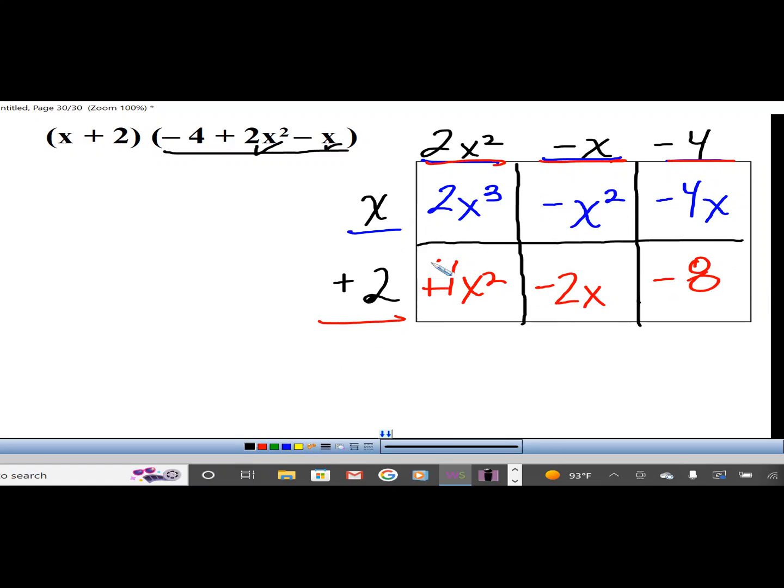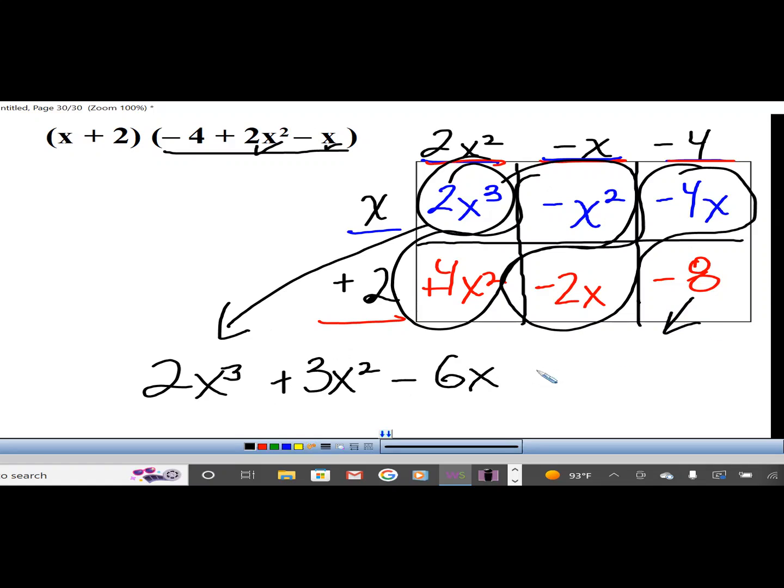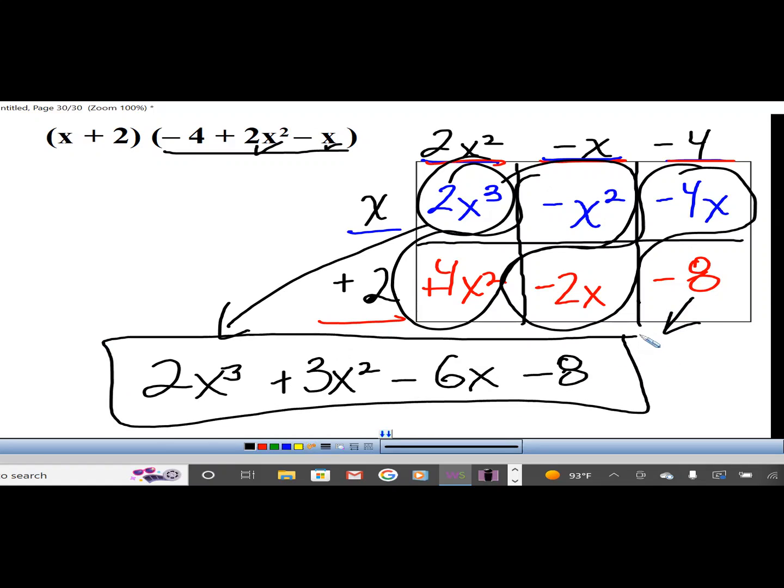All right. Then, do we have any other cubes? No. Bring that down. 2x cubed. Combine these. What is 4x minus 1? I'm sorry. 4x squared minus 1x squared. 3x squared. Combine these. Negative 2 and negative 4. That's negative 6x. And at the end, bring down the constant. And we're done.